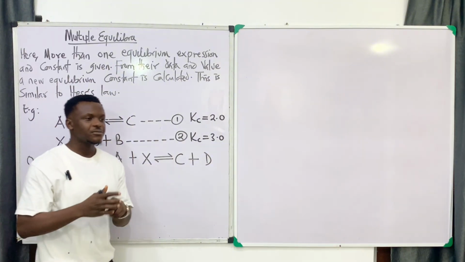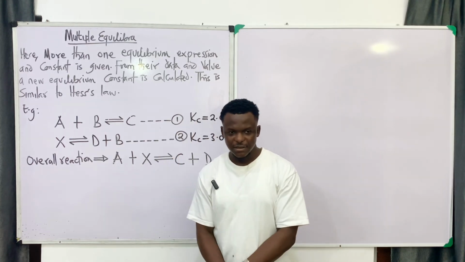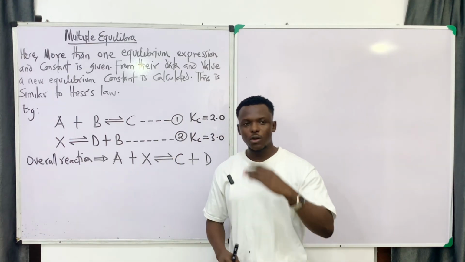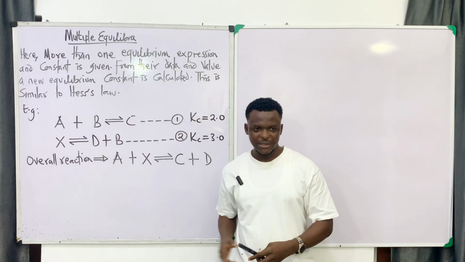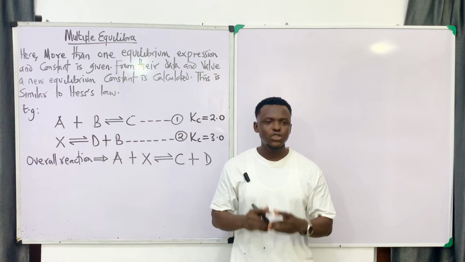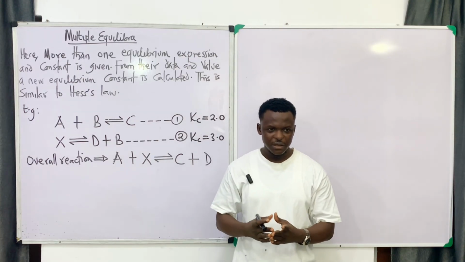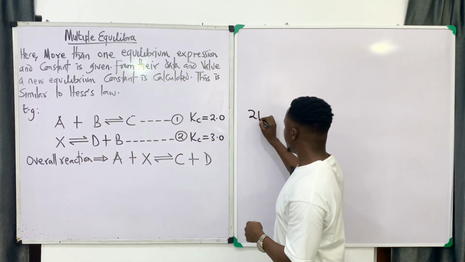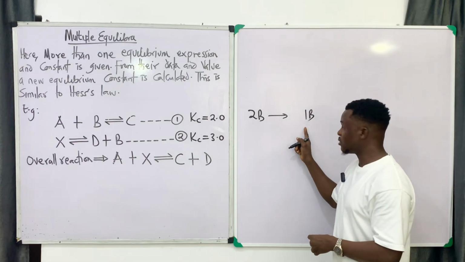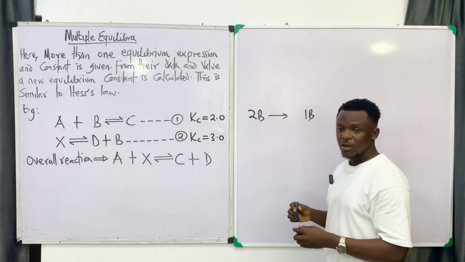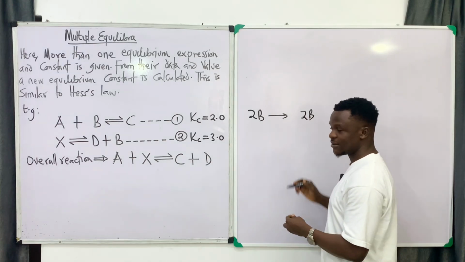And class, for B to be cancelled out, they must be on opposite sides. One of the B has to be on the reactant side and the other B on the product side. Not just that, they must have the same stoichiometric coefficient. If I have 2B on the left and 1B on the right, this cannot cancel, because 2 minus 1 is 1. So for it to cancel, we must have 2 on the left and 2 on the right. So that is it.